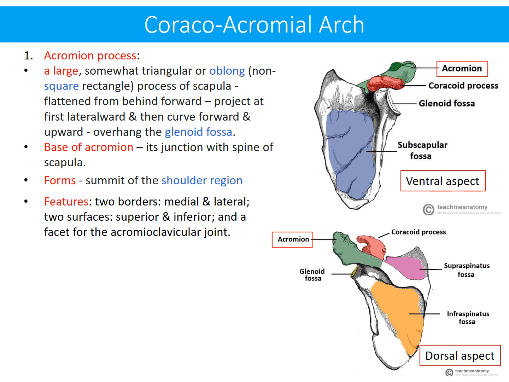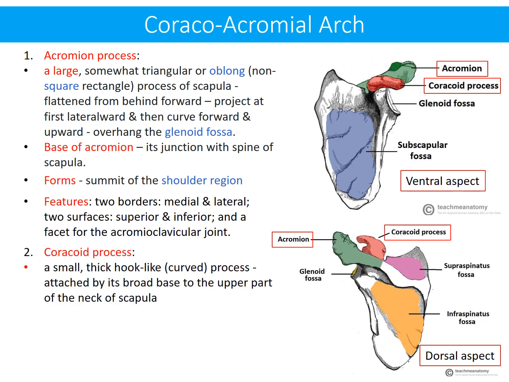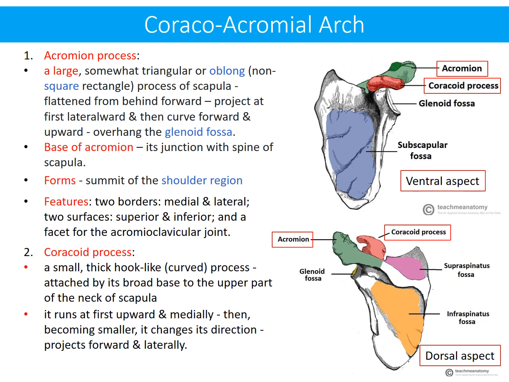It has got two borders, medial and lateral, two surfaces, superior and inferior, and a facet for the acromioclavicular joint. Second is the coracoid process, which is a thick but a small hook-like process attached by its base to the upper part of the neck of the scapula. At first, it runs upwards and medially, then becoming smaller, it changes its direction and ultimately projects forward and laterally.